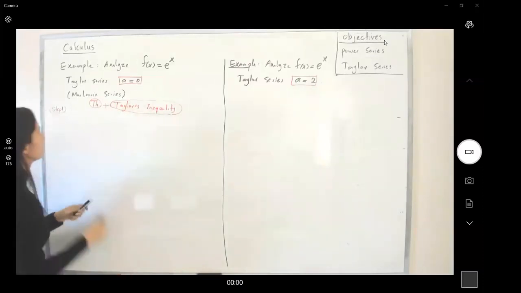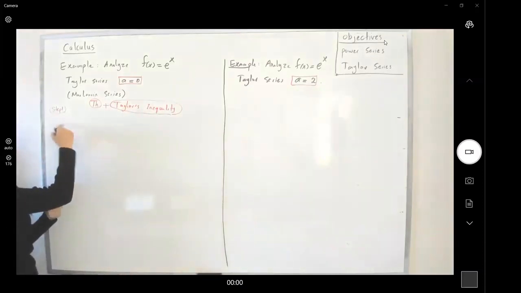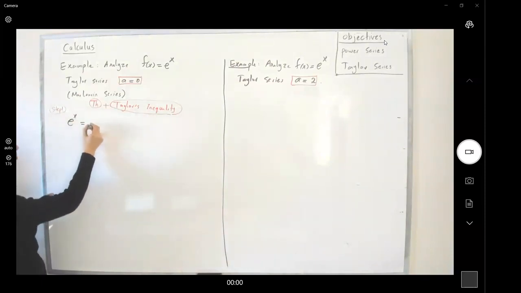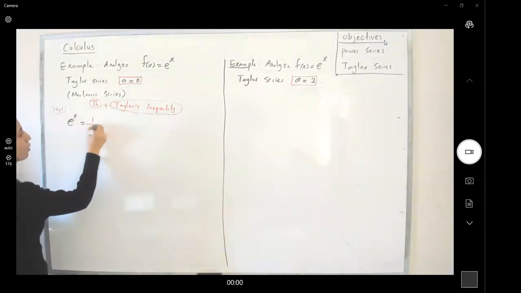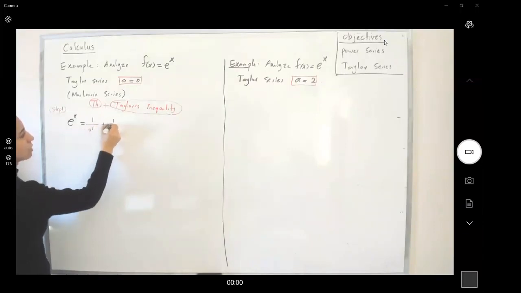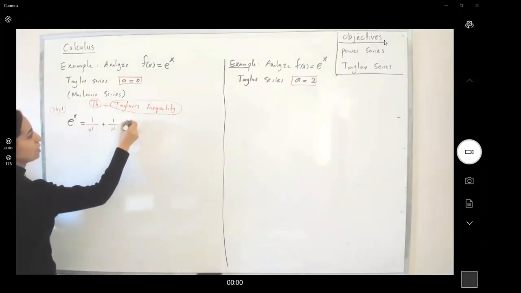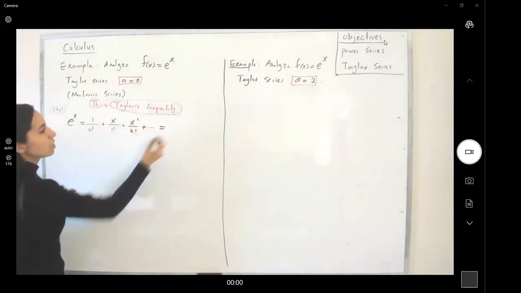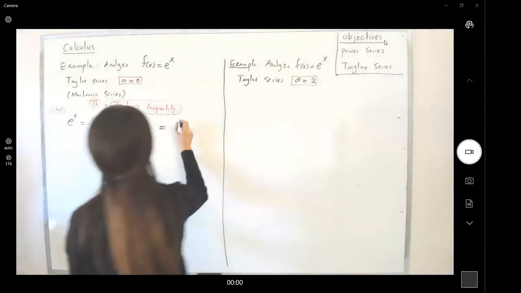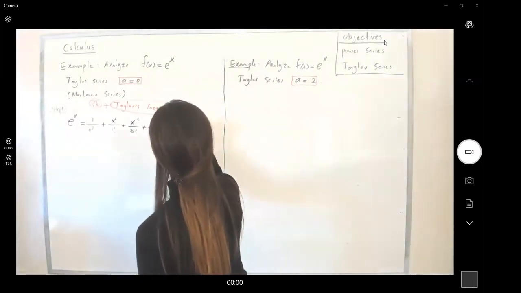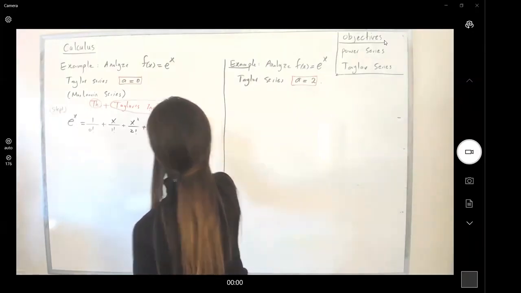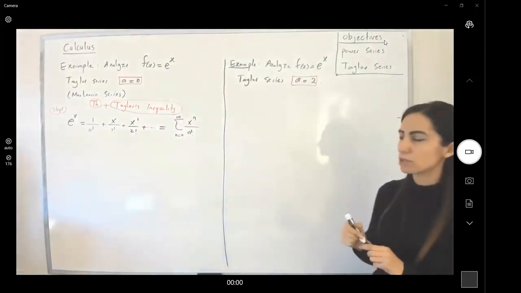And now, we also learned yesterday that e to the x can be written as 1 over 0 factorial plus 1 over 1 factorial times x plus x squared divided by 2 factorial, plus the rest of the terms, or in compact form, the sum of x to the n over n factorial, starting from 0 and going to infinity. This is your step 1.